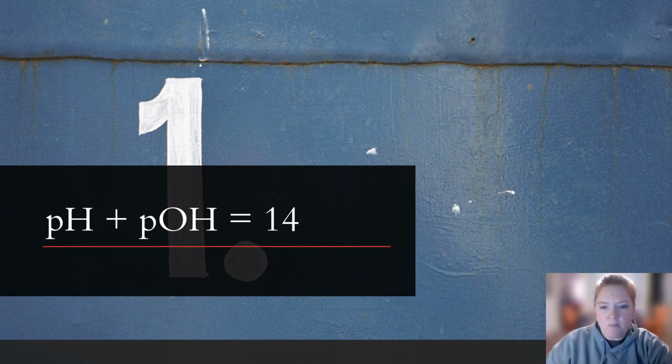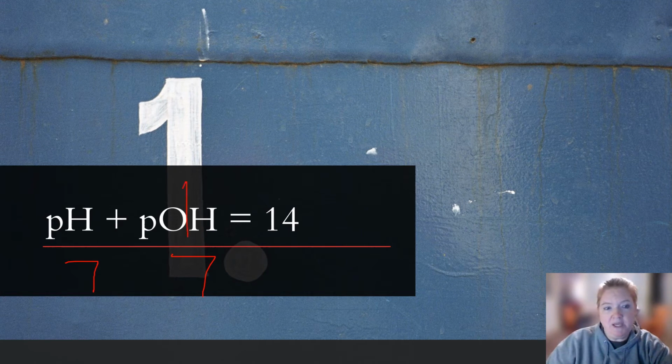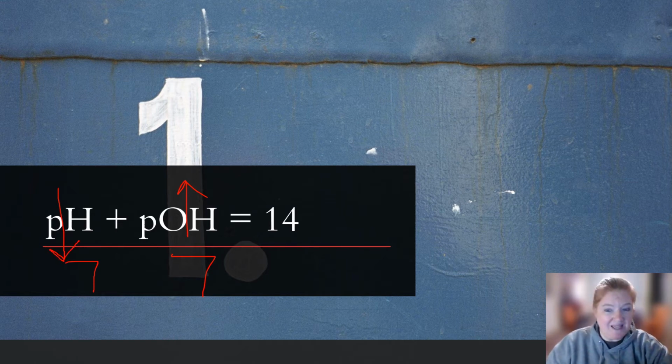Okay. Now, when a solution is neutral, its pH is 7 and its pOH is 7. So if something is a base, its pOH will be less than 7 and its pH will be greater than 7. And if something is an acid, its pH would be less than 7 and its pOH would be greater than 7, because no matter what, they have to add up to 14.